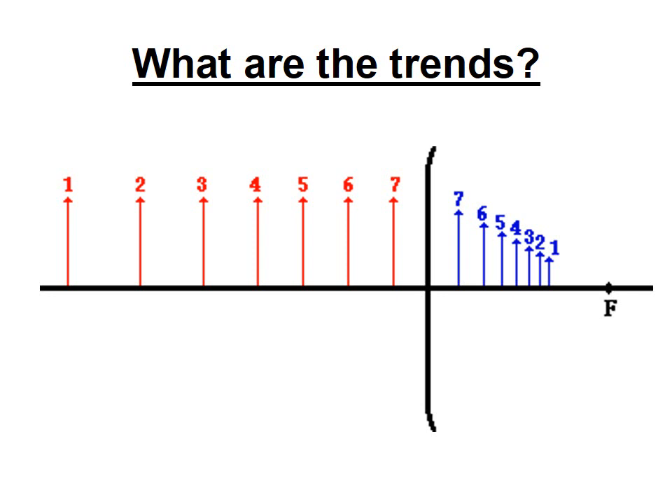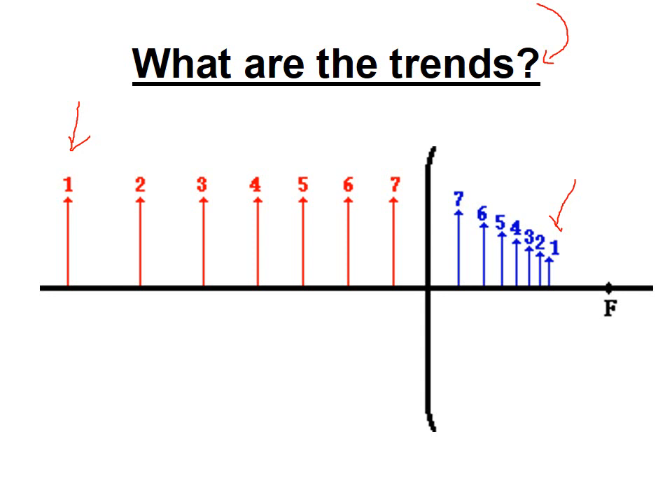So now I'd like you to find the trend that you notice for the convex mirror case. Again, the objects are in red and the images are in blue. See what happens as you approach the mirror to your image distance, your image height, and any other trends that you may notice.